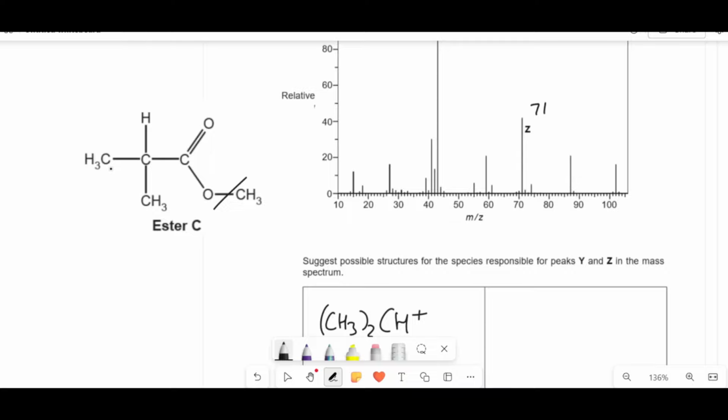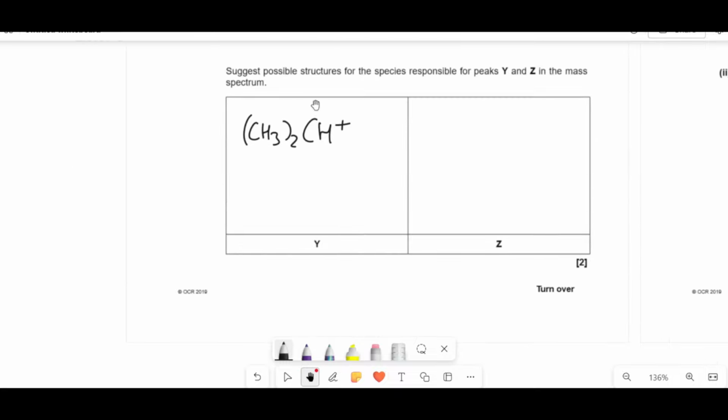15 + 15 + 12 + 1 + 12 + 16 + 16. It gives us 87, but we want 71. So maybe I actually broke off here instead. If I do that, that's 71. So it's going to be this whole thing with a plus on it. So it's going to be CH3, 2, CHCO+, like that.